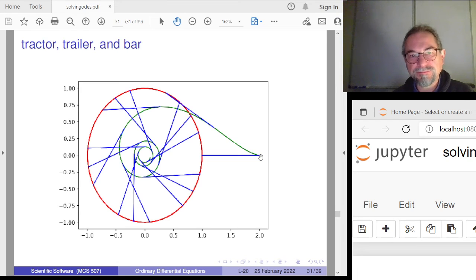how the trajectory goes, and now I must see that it went counterclockwise. You can see the green trajectory is kind of interesting. At the very end, what actually happens is that the trailer ends up in the center of the circle.